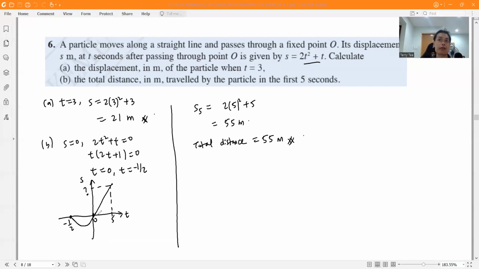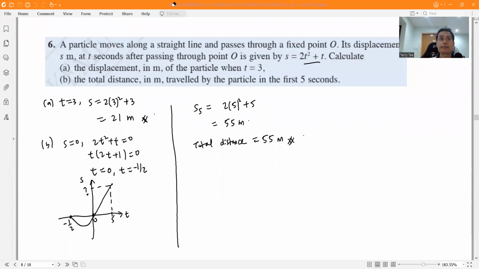Since it doesn't change direction, it's quite clear. Usually, if it's a plus, it is on the left-hand side, you can see, so it doesn't change direction. If this is a minus, then the particle may make a U-turn like this, right? So it does affect the total distance.